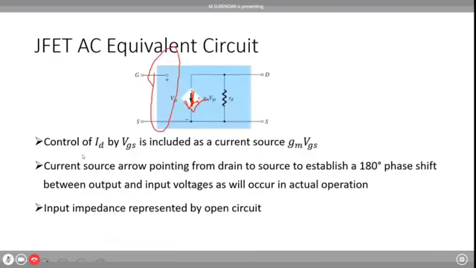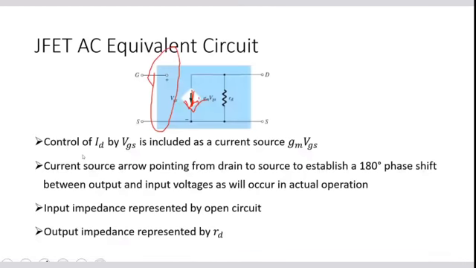Finally we have the input impedance. Input impedance is generally very high. That's why we just left it as open circuited. Here we can see there is no resistor, nothing is here, and it is left as open circuited. The last one is the output impedance. Output impedance we have discussed enough. This output impedance is RD, and we have discussed it in the previous slides. So this is the JFET AC equivalent circuit.